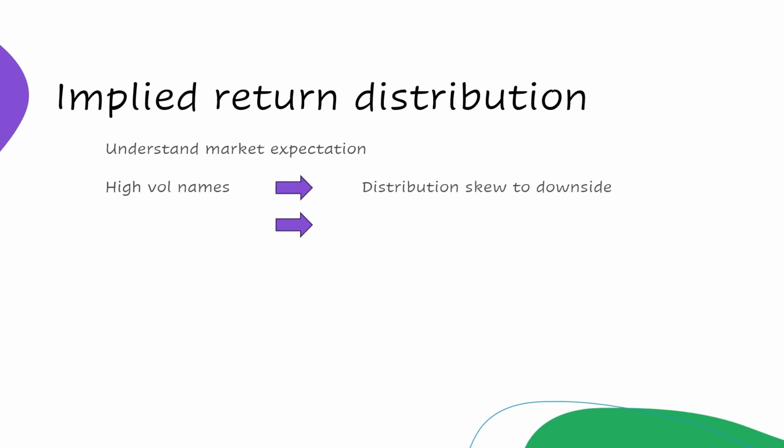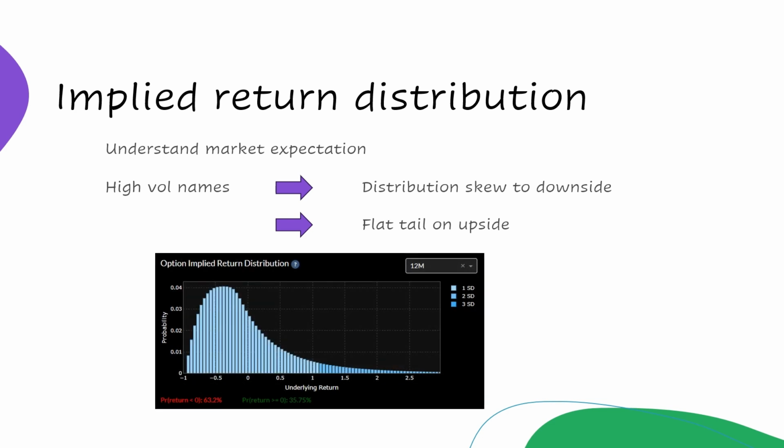Looking at implied distribution from vol surface helps traders to understand market expectation of the underlying. As rule of thumb, high volatility names have distribution skewed to downside, with flat tail on the upside. This is implied return distribution of Coinbase, one of the very high volatility stock. We can clearly see the downside skewed distribution with flat tail on upside.